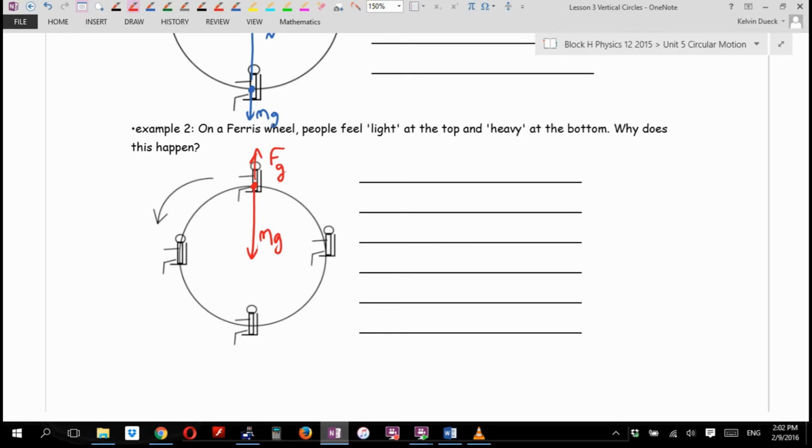You feel lighter. Wait a minute, Mr. Duick. I put an Fg. I wanted an Fn there, didn't I? My subconscious was bugging me there. Sorry. Normal force is what you said, right? And I wrote Fg. On the top, you'll feel lighter. At the bottom, you'll feel heavier.